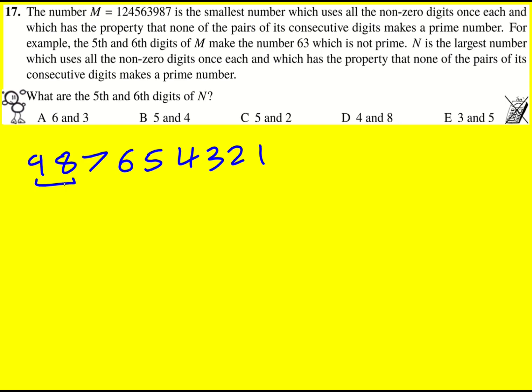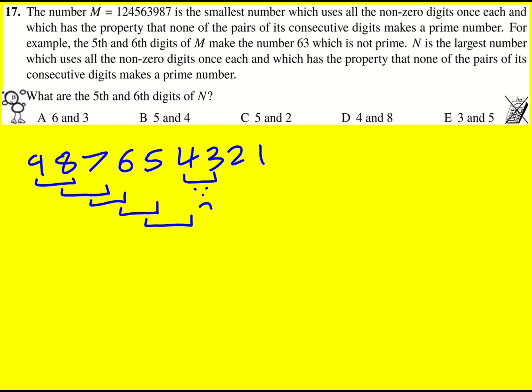So 98 is okay, 87 is okay because that's divisible by 3, because the digit sum adds to 15, which is divisible by 3. 76 is even, 65 is fine, 54 is fine. Okay, when we get to 43, that is not okay. So that is where an issue arises.